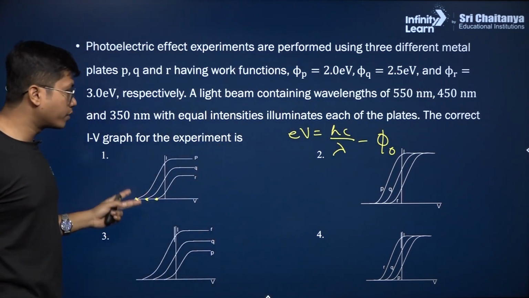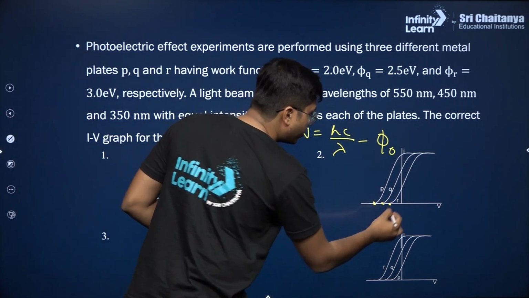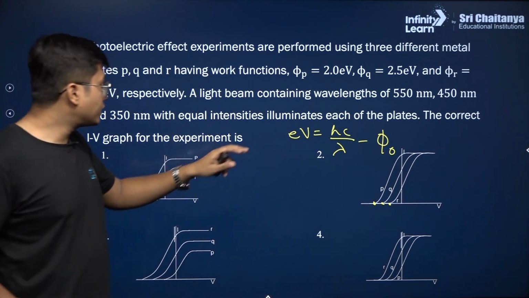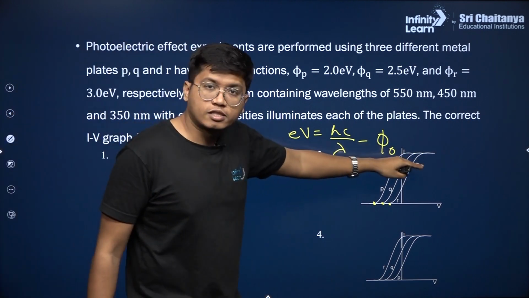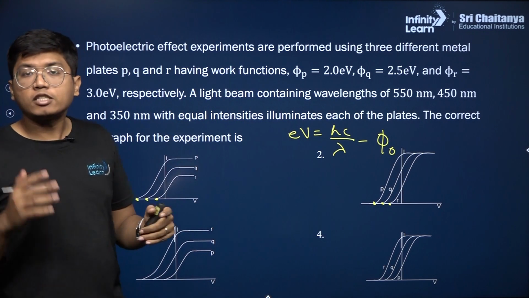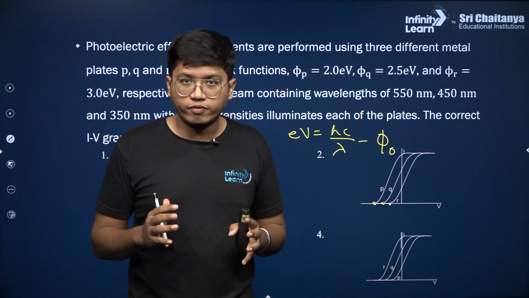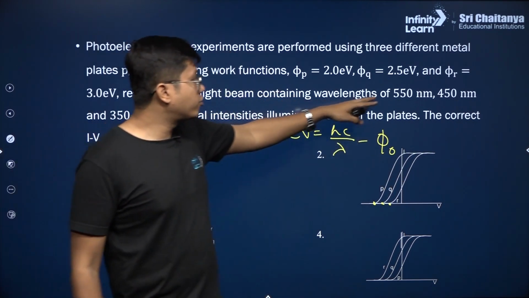Now, there are two options with this. One is this and the other one is this. How do we differentiate between these two graphs? At first glance you would say that because they have said the intensities are equal, you would have this, because we know the peak current depends on how many photons it can absorb, or what is the intensity of the wave. So it should be this, but you are overlooking one fact, that you have three different lights over here.